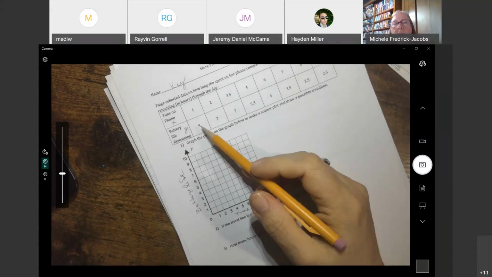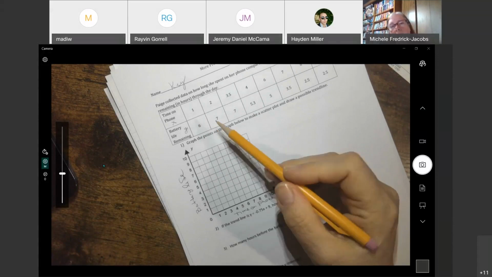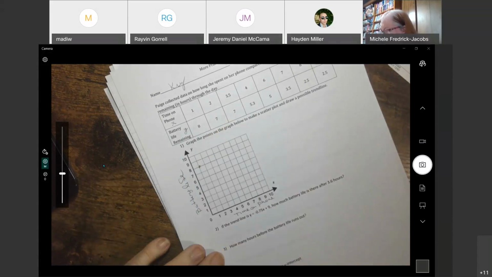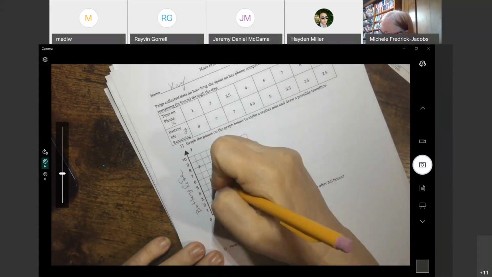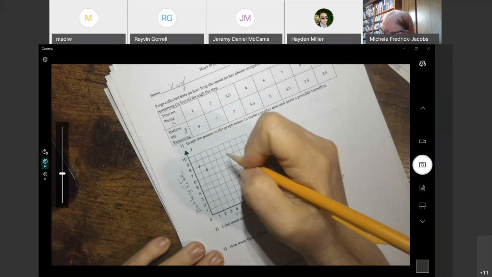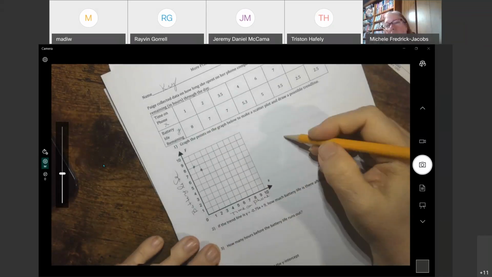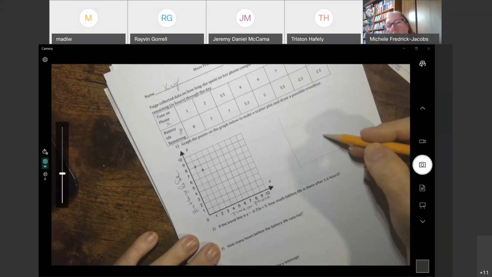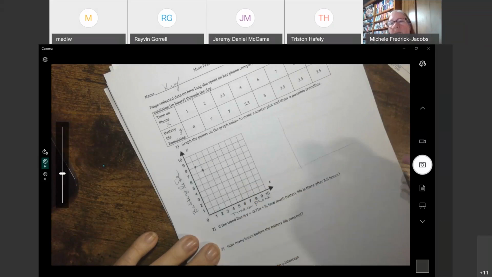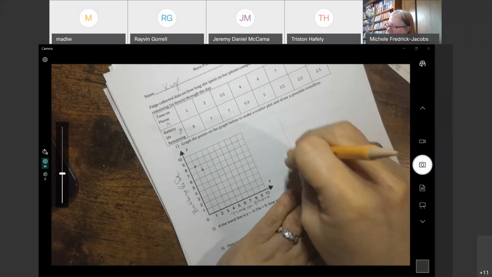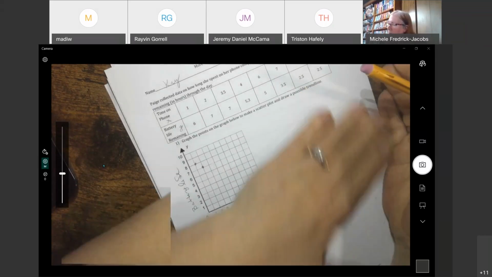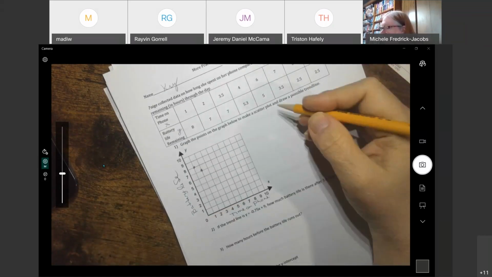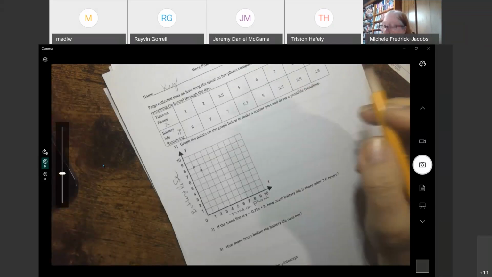When you're plotting the points, you just go 1 on the X, 8 on the Y, so over 1 and up 8. Over 2 and up 7. Should I print this right now? You can, or you can just draw a graph, a chart, and then put them. You don't have to have the paper. It's up to you. So if you don't want to print it, you can just draw an axis and plot the points.